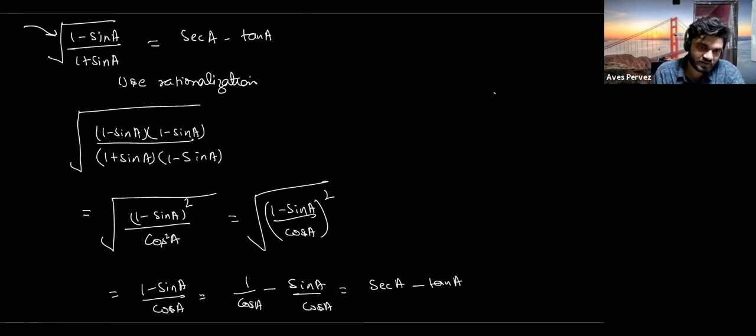Now you can write here, this will become 1 minus sin and this 1 minus sin, and this will become 1 minus sin square a, because this term is same. So a multiplied by a will give you a square. So this is a, this is a, so this will become 1 minus sin a whole square. Got it?